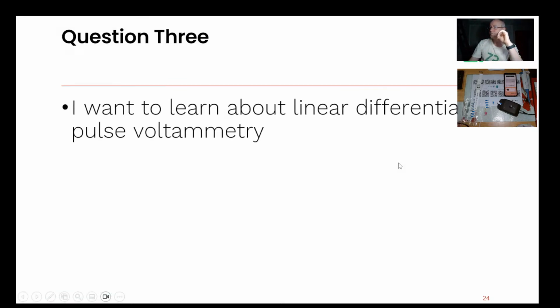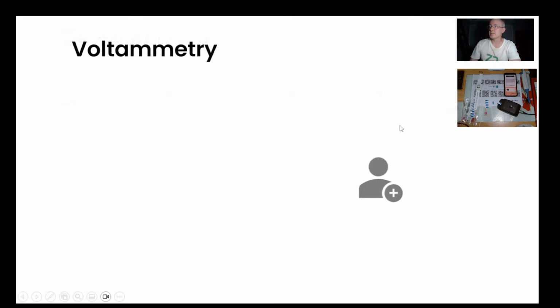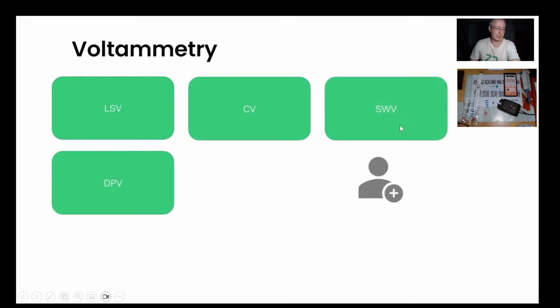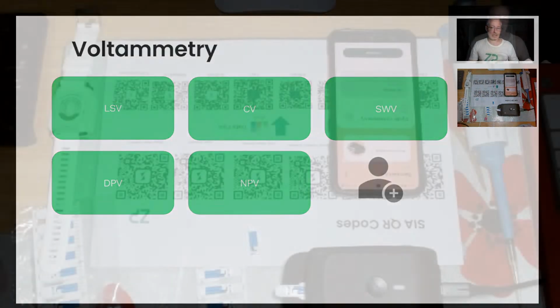Question number 3. Oh, this is a hard one. I want to learn about linear differential pulse voltammetry. I think I can still make a better job of this. If you ask me this question every 2 years, I'll make a better and better job at all of these things. But there's lots of voltammetry out there: linear sweep, cyclic voltammetry, square wave voltammetry, differential pulse voltammetry, normal pulse voltammetry. And in fact, a quick one again. So we do have.